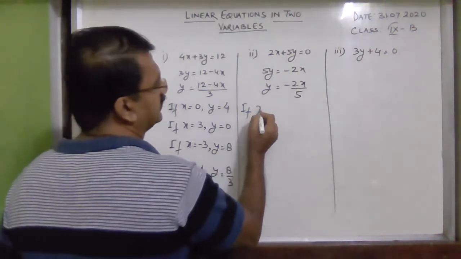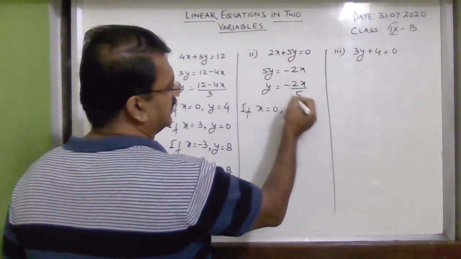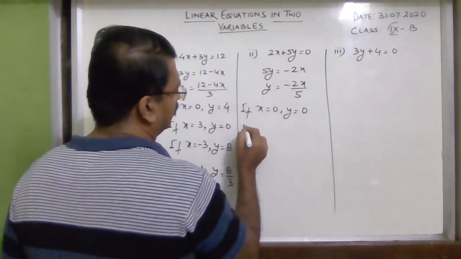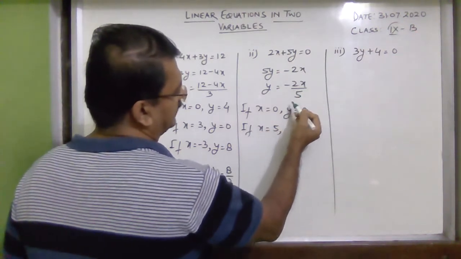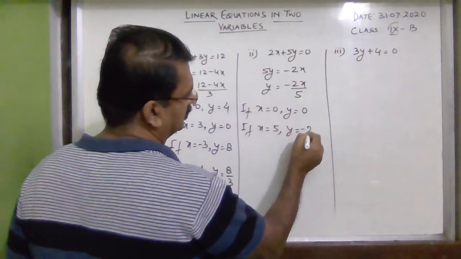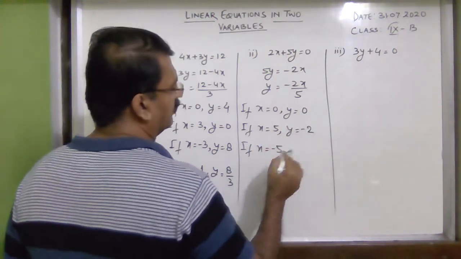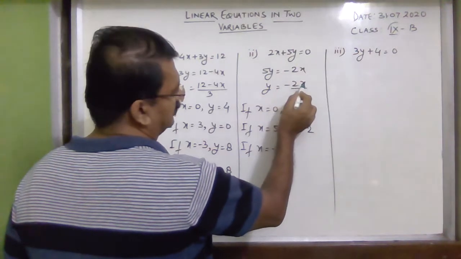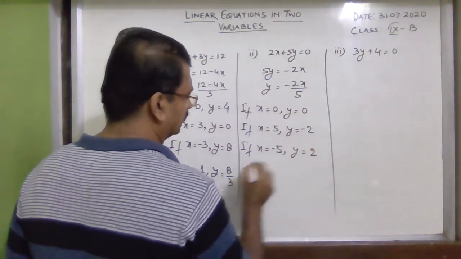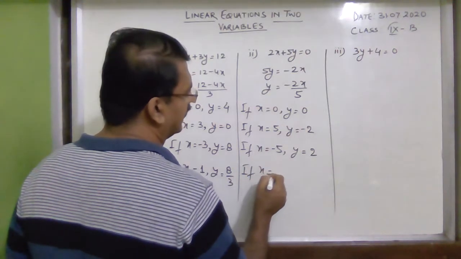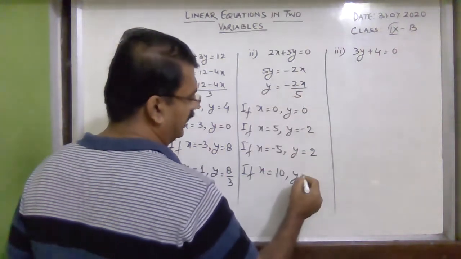If x is equal to 0, x into 0 means the whole thing is 0, so y is 0. If x is equal to 5, 5 gets cancelled, y is equal to -2. If x is equal to -5, when you put x is equal to -5 here, minus into minus becomes plus, 5 cancels, y is equal to 2. If x is equal to say 10, 5 2s are 10, -4, y is equal to -4.